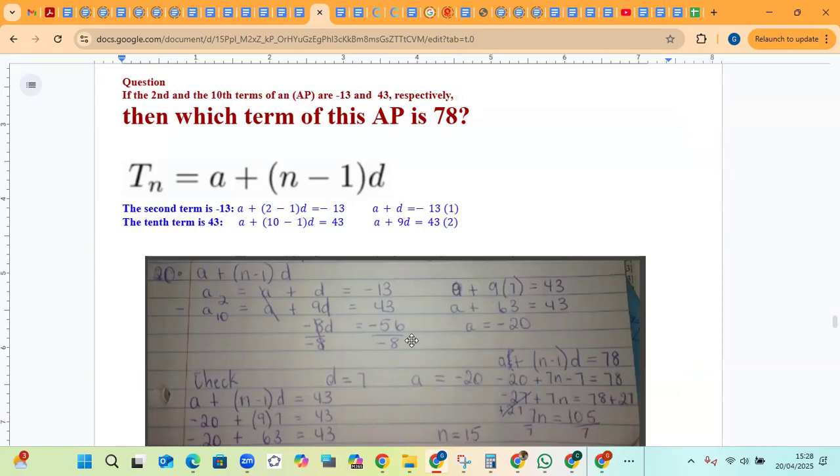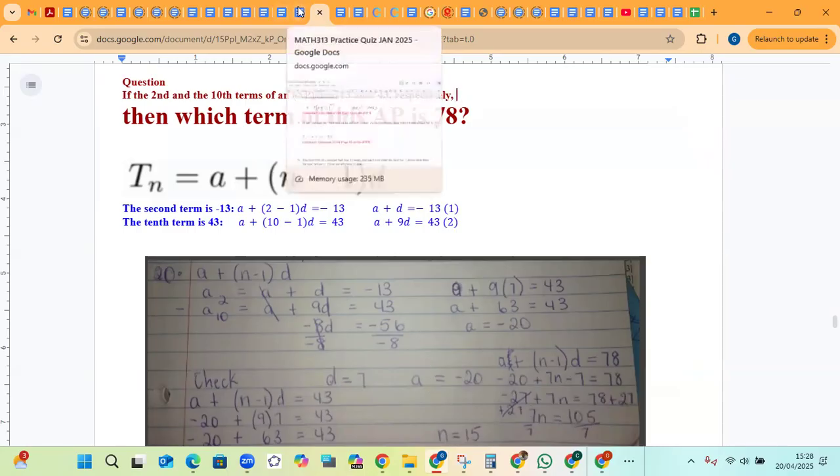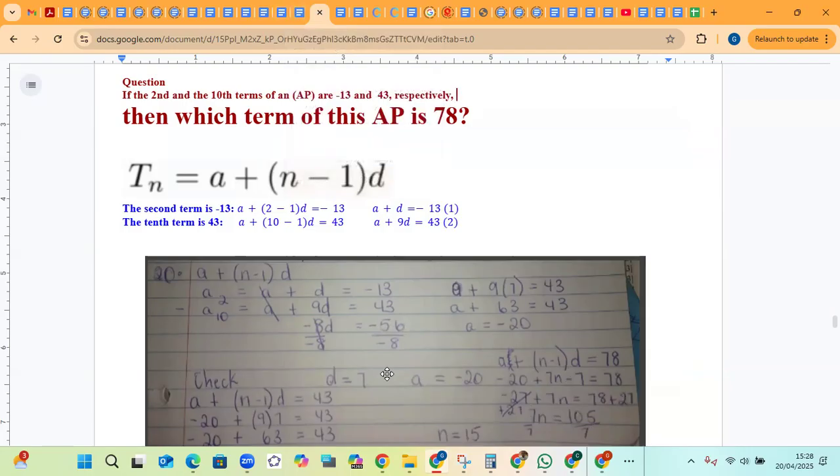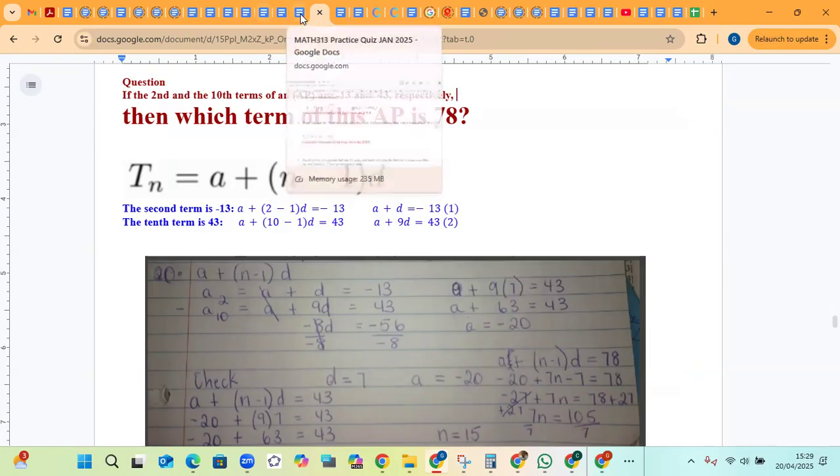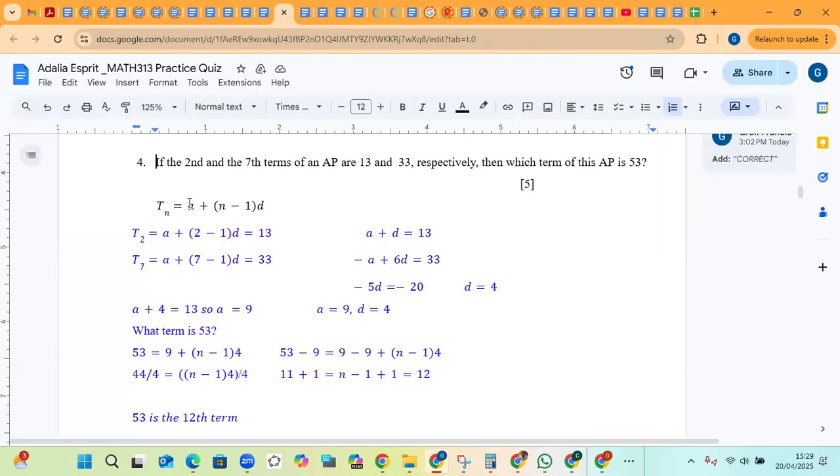So it's working like this. For such a question, we have to find what a and d are by using the information, get two equations, apply simultaneous linear equations, the elimination method, solve for a and d, and then substitute the value of the term into the general equation form, and solve for n. So let's see if that is what was done.